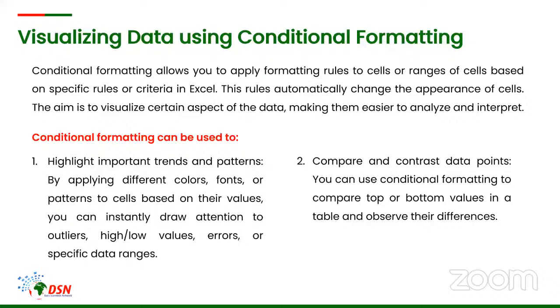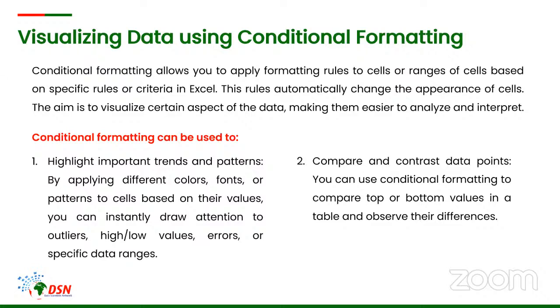Conditional formatting can be used, one, to highlight important trends and patterns by applying different colors, fonts, or patterns to the cells based on their value. Yes, we can use it to highlight trends and patterns. Let's say we have data on rainfall and want to see places where rainfall is extreme. So that is like a pattern movement.